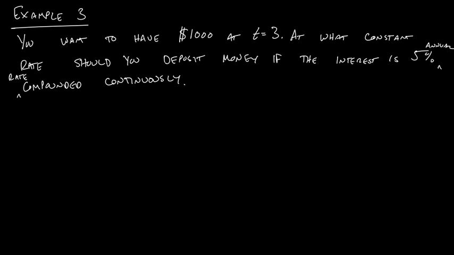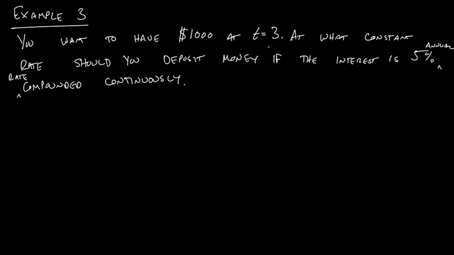So here we run into our first problem that's a little bit different. They tell us what we want in the future. They tell us that we want $1,000 at time equals 3. And the question here is, at what rate should we be depositing money? So kind of a pennies-at-a-time idea, but how many dollars per year should we be putting in if the interest is 5% if we want this amount of money after 3 years?